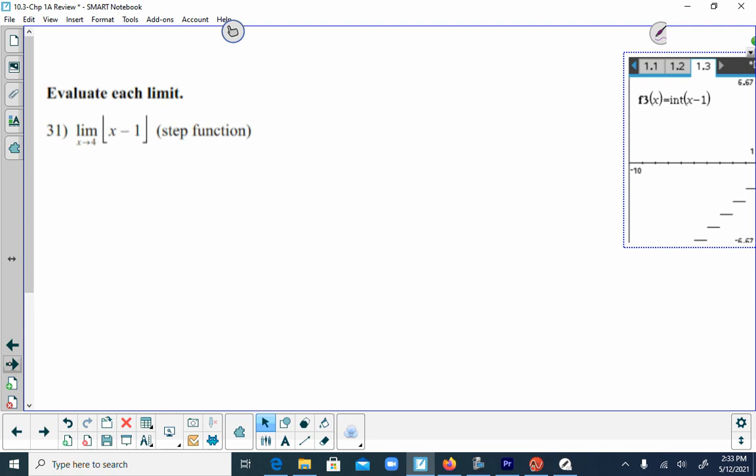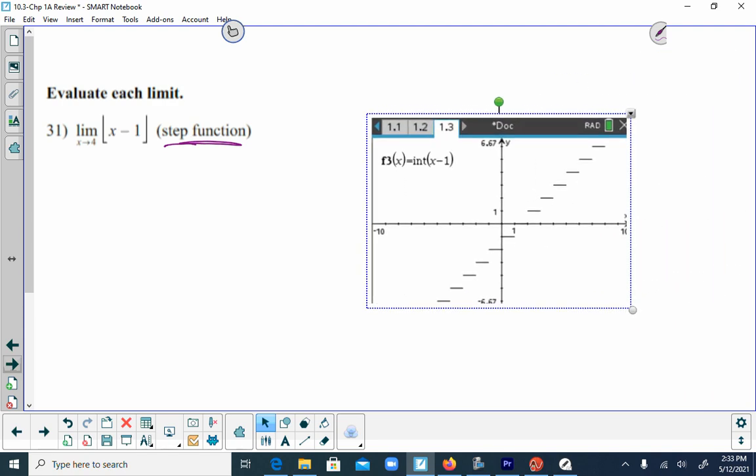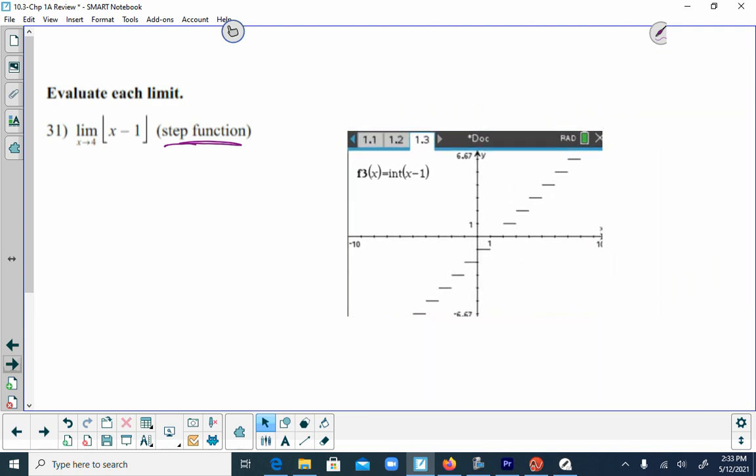Next one, I want to evaluate each limit. So this one's the limit as x approaches 4, and it tells me it's a step function. Remember the graph of a step function, we're doing the int for greatest integer. And that's what those brackets mean. I'm going to 4, 1, 2, 3, 4. So there's 4.